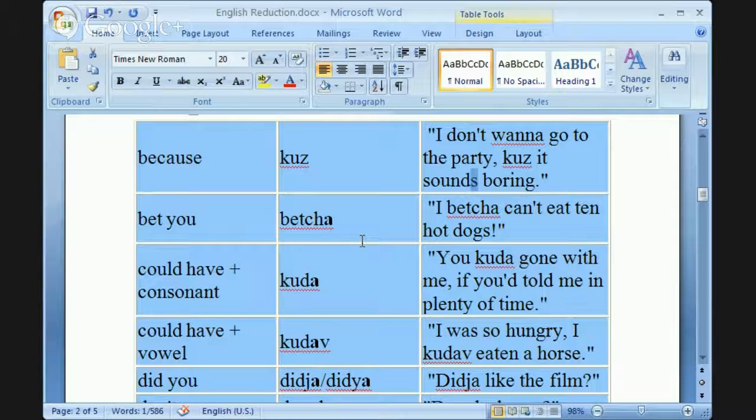I don't wanna go to the party. Sorry, how did you say go to the? Go to the. That's it. I don't wanna go to the party because it sounds boring. Okay. I don't want to go to the party. Go to the. All of the go to the is very closely joined. Okay. I don't want to go to the party because it sounds boring. Okay, that's better. Closer? Yep.